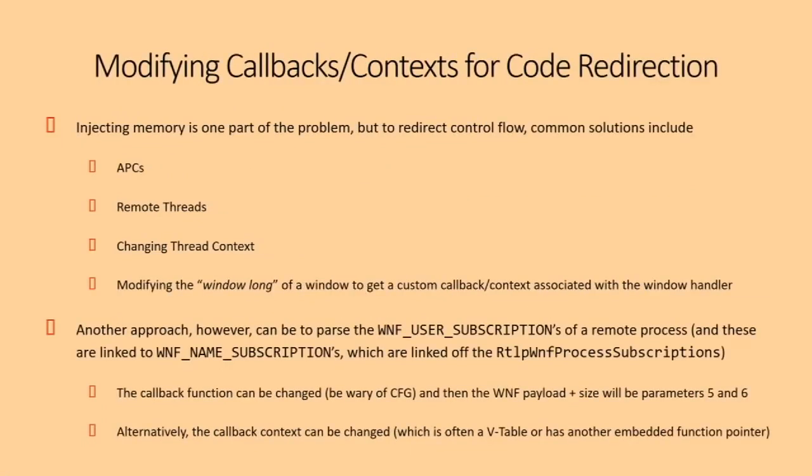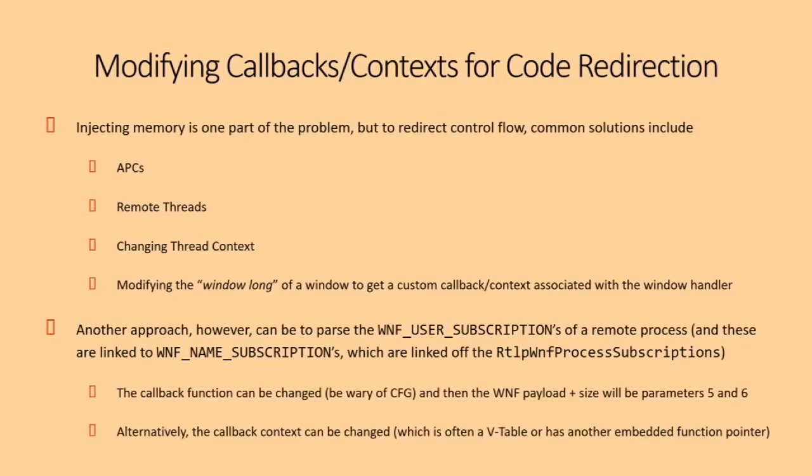You can also redirect code execution. If you want a process or thread to do something other than what it normally does, you typically use an APC or a remote thread, or you change the thread context, or you modify the window long. There's, again, lots of things that hackers and defenders know about. But remember that inside of every process, there's a list of every subscription, and every subscription has a callback and a context. So if I can find a WNF ID's callback inside of your process, all I have to do is modify that data structure by passing a different callback.